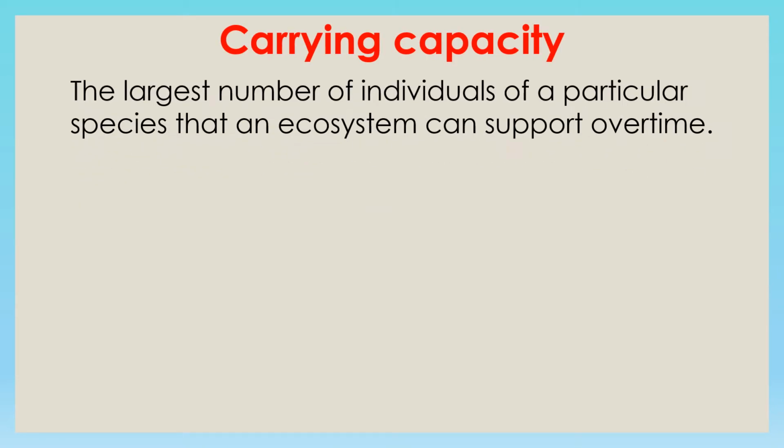Another important factor to consider when talking about ecosystem, especially underpopulation, is carrying capacity. Carrying capacity means the largest number of individuals of a particular species that an ecosystem can support over time.